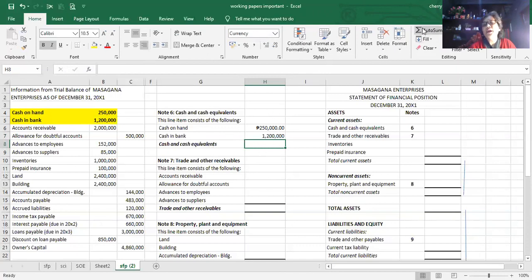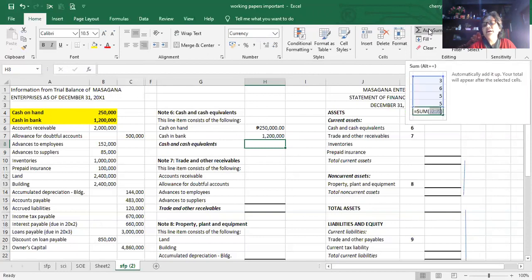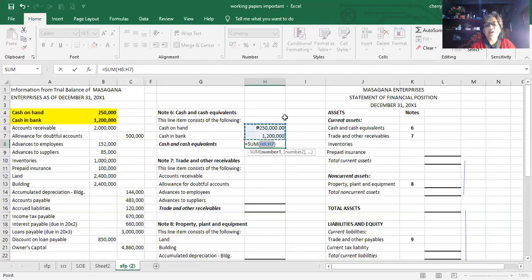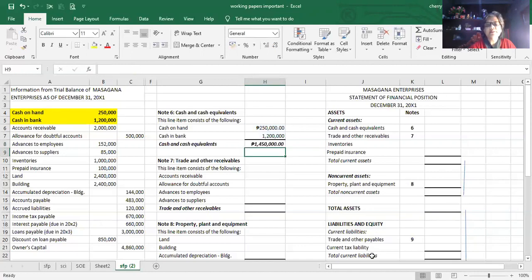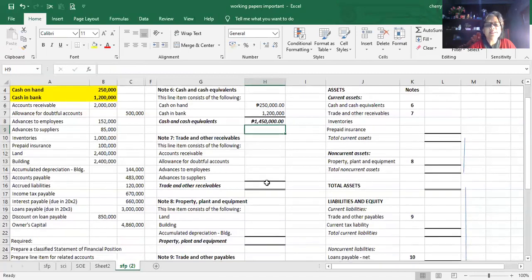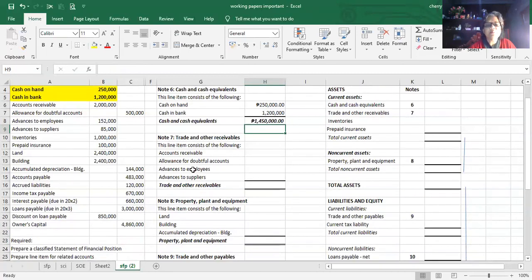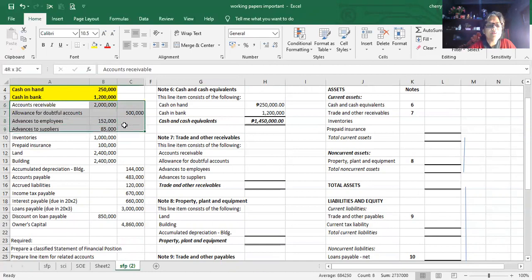Then you are going to sum it up. Use the formula or the automatic summation, click, and then you are adding the 250,000 and 1,200,000. Enter. So we have 1,450,000. Next is note 7, the trade and other receivables. So look at the data. We have accounts receivable, allowance for doubtful accounts, advances to employees, and advances to suppliers. So they are related to each other. So they are trade and other receivables.